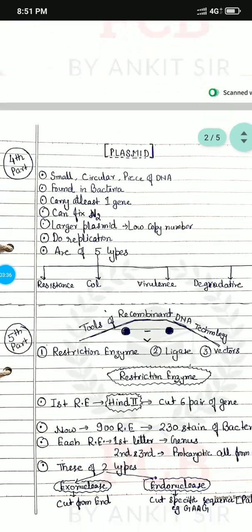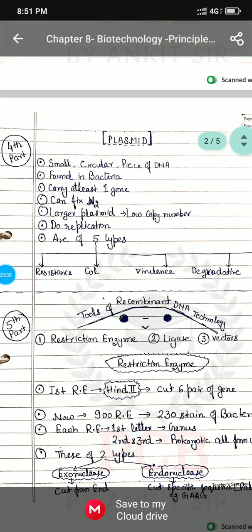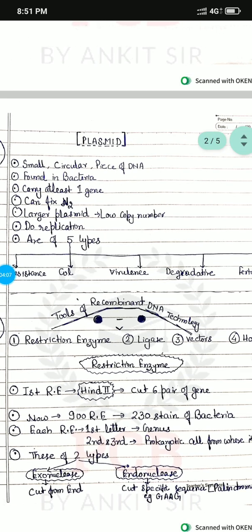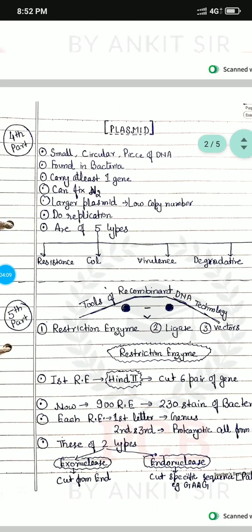Now what is the fourth part? We know about the plasmid, but what is actually a plasmid? A plasmid is very small, circular in shape. It is found in bacteria, has at least one gene which is the desired one, and can fix nitrogen. Larger plasmids have a low copy number. They can replicate and are of five types: resistance plasmid, col plasmid, virulence plasmid, degradative plasmid, and fertility F plasmid.